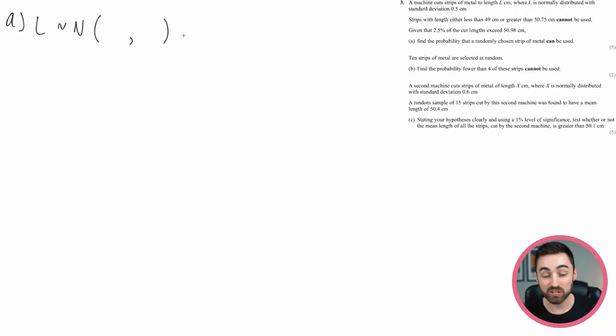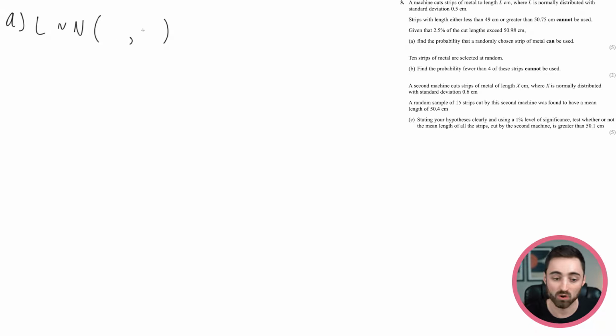Okay, so we're in the normal distribution. We've got this L, it's normally distributed, but what's different here? We don't know mu. Usually we know mu. We'd be told mu is 50, standard deviation's this, give me some probabilities, and you use your calculator. The problem is we've not got mu. So we're going to have to use some other piece of information to get mu, and that's why this question is a 5 marker. We need to first get mu, and then it turns into a normal question, and we can work out this probability.